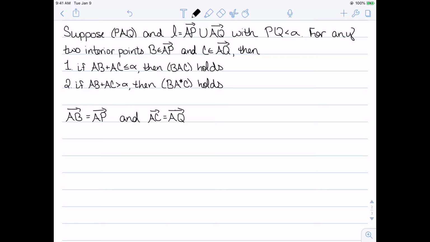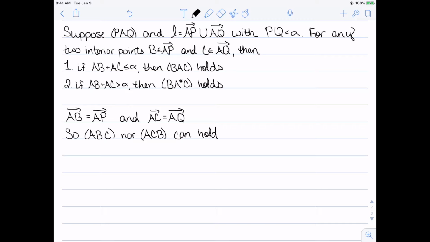Before we start proving this, let's note a couple of things. First, the ray AB is equal to the ray AP, since both of them have the endpoint A and they both pass through the points B or P. Similarly, the ray AC is equal to the ray AQ. This gives us that neither ABC nor ACB can hold. For instance, if ABC, then we know C is on the ray AB. That would mean the ray AB is equal to AC, so that would mean the ray AP is equal to AQ. And we can get something similar for the other case.